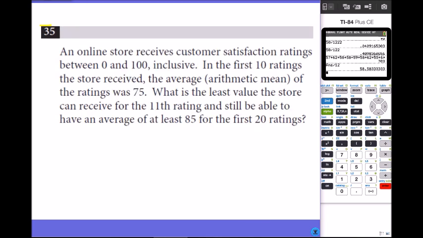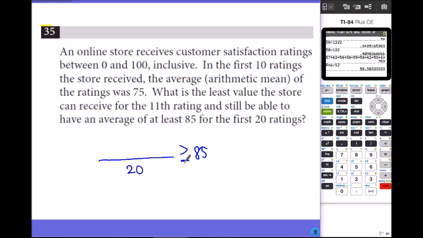35. An online store receives a customer satisfaction rating between 0 and 100 inclusive. In the first 10 ratings, the store received an average of 75. What is the least value the store can receive for the 11th rating and still be able to have an average of at least 85 for the first 20 ratings? So we'd like to have a total of 20, and it has to be at least 85, so it has to be greater than or equal to 85.